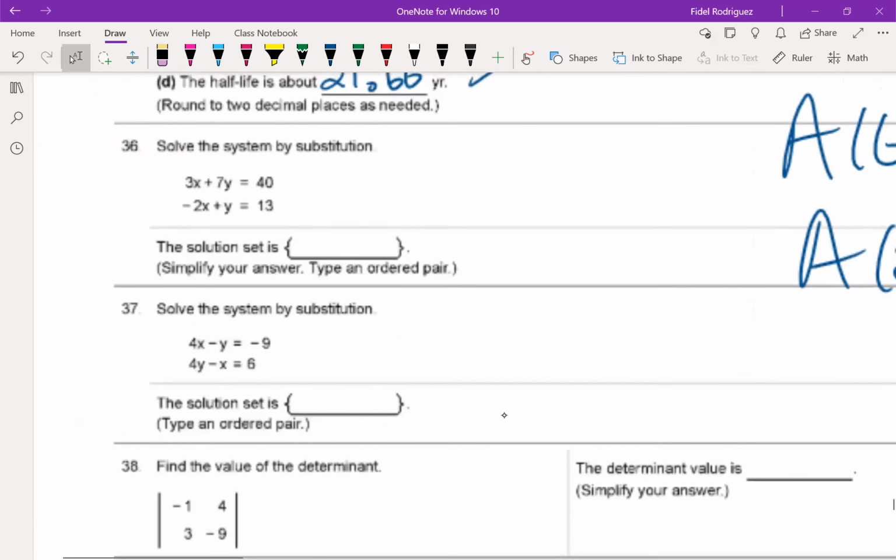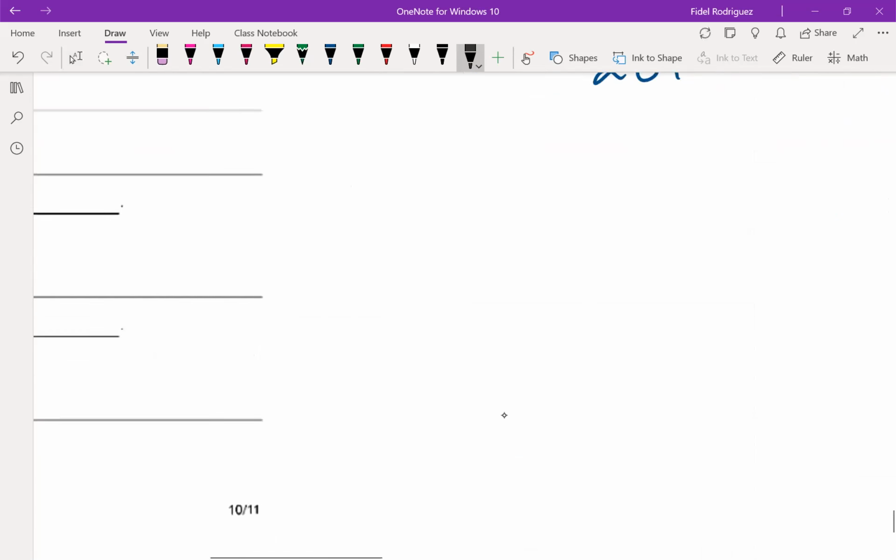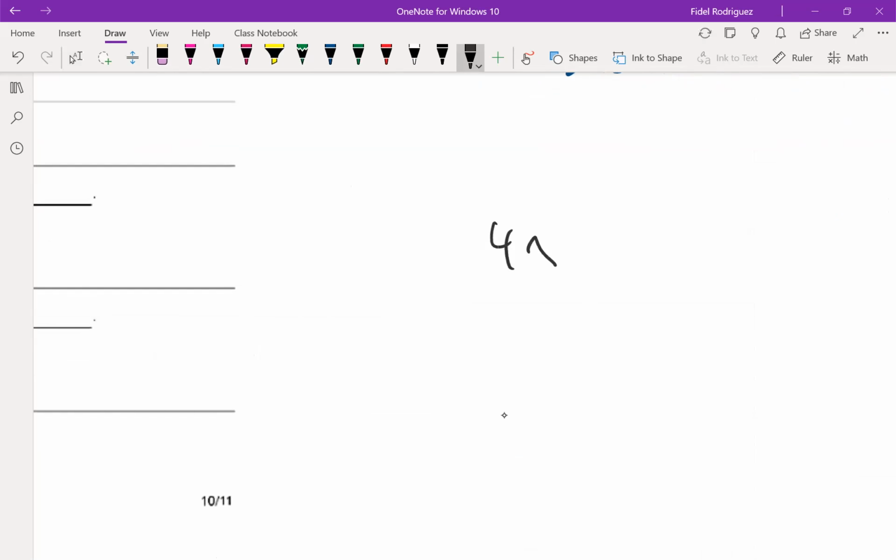Come back here. Here we go. Okay, so we're looking at 37 right here, and it's 4x minus y equals negative 9. So I'm going to write that over here where I got some room. 4x minus y equals negative 9.